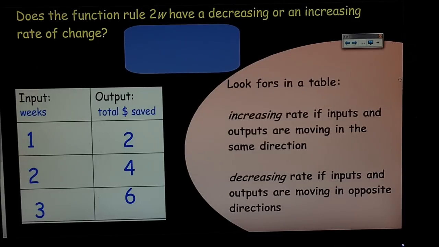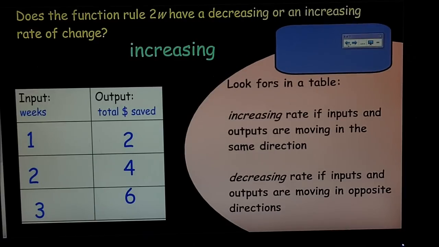Looking at our table, our inputs are counting up, 1, 2, 3, and our outputs are counting up, 2, 4, 6. So that means that this rate is increasing because they're going in the same direction. Now be careful. Notice how I define increasing. It's not increasing because the numbers are increasing. It's increasing because the inputs and the outputs are moving in the same direction. You'll see an example later where they're not all increasing, but they are moving in the same direction.